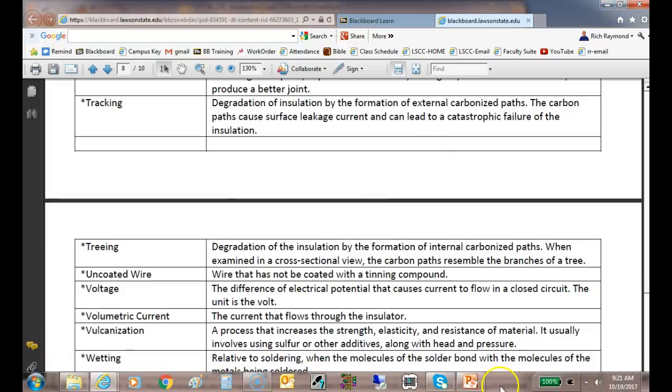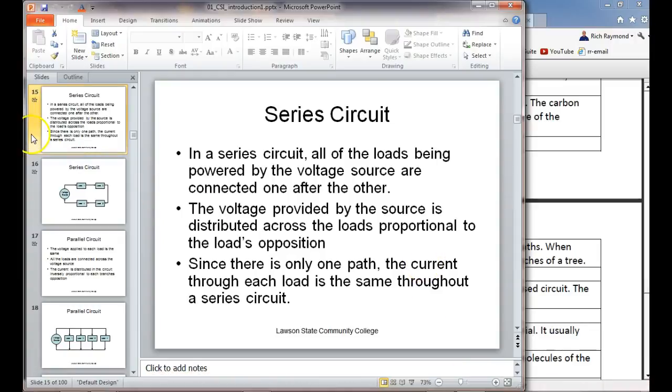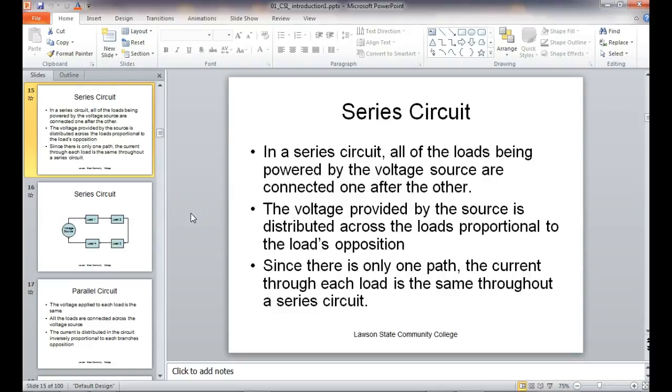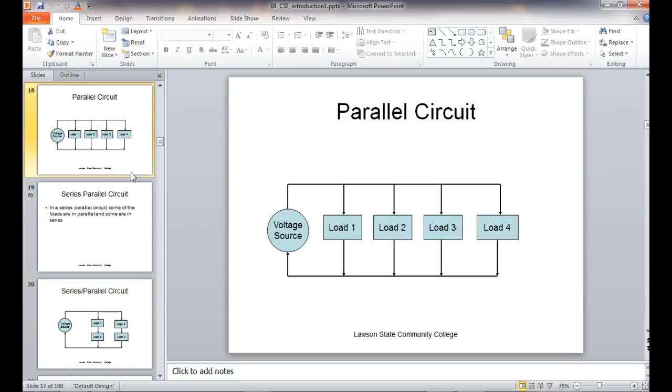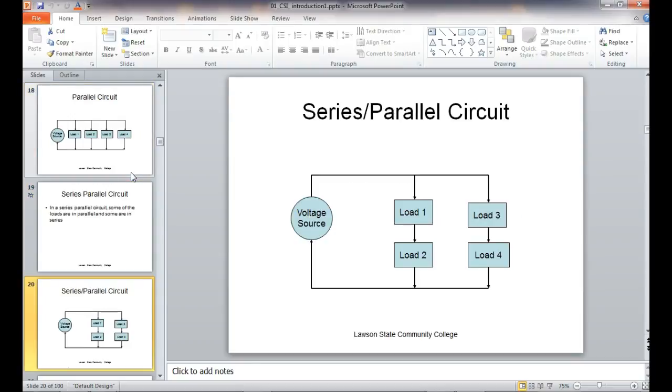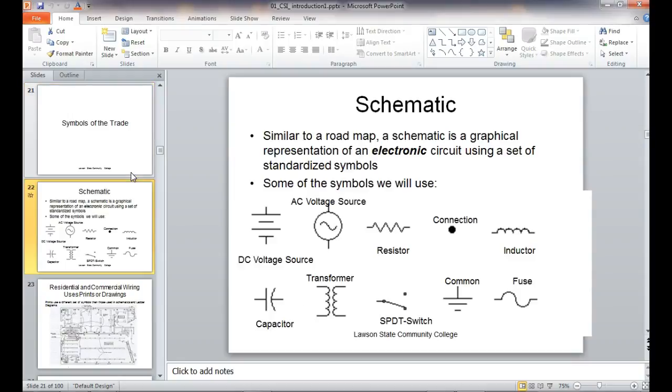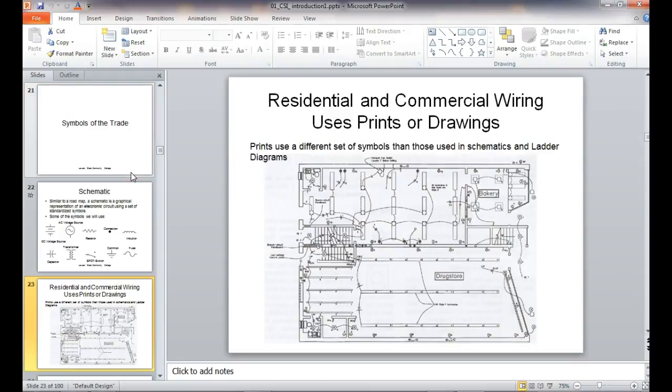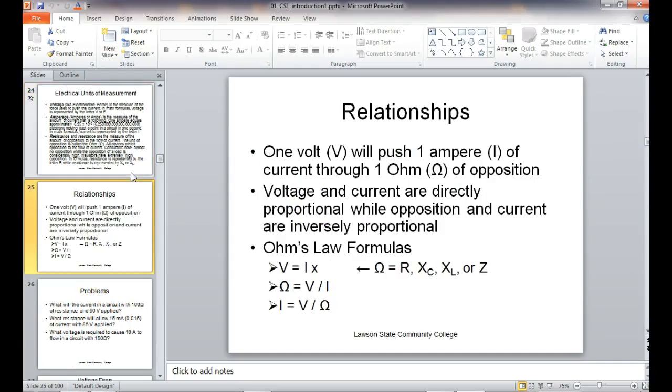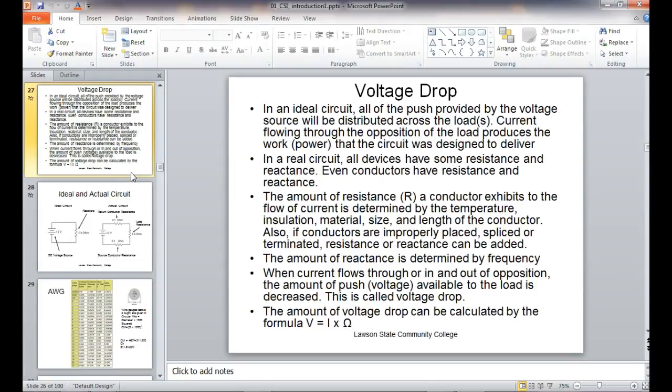And like I said, I'll post Tuesday's lecture up on Blackboard, and it's going to be inside that recorded lecture link, so make sure you go back and look at that. So we talked about series circuits a little bit, we talked about parallel circuits, we talked about series parallel circuits, and we looked at some symbols. So learning the symbols of your trade is very, very important. Well, I'll try to put a handout on symbols up there.